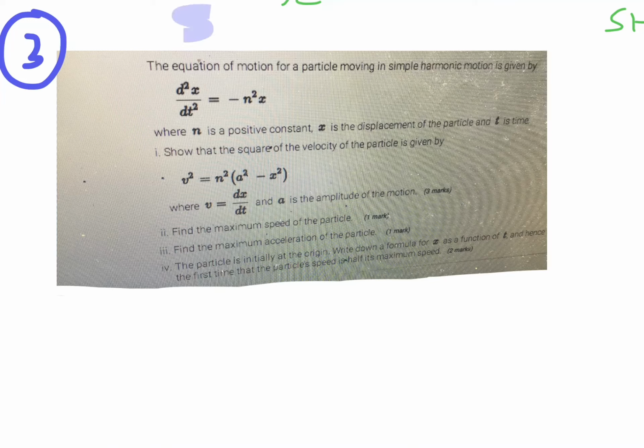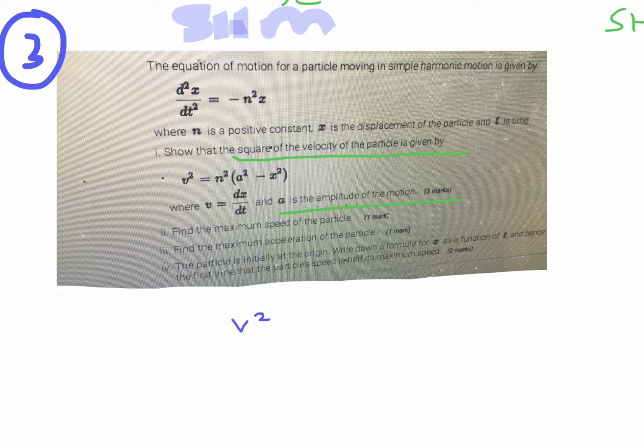Questions in action. So first of all, show that the square of the velocity of the particle is given by that. Because it's a "show", you actually need to either differentiate to show it or integrate to show it.